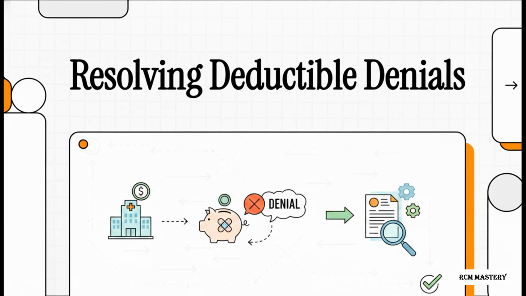If you're in accounts receivable, you know this denial. You probably see it every single day, applied to patients' deductible. It's hands down one of the most common reasons a claim gets kicked back. But what if you had a foolproof process to handle it? Well, that's exactly what we're going to do today. We're going to walk through a step-by-step guide to get these claims resolved the right way.